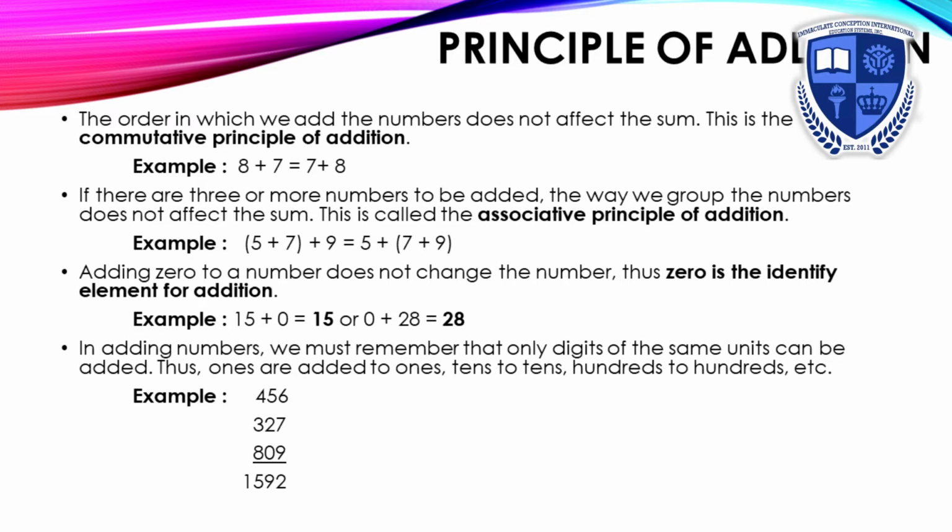Next, in adding numbers, we must remember that only digits of the same units can be added. Thus, ones are added to ones, tens to tens, hundreds to hundreds, thousands to thousands, and so on. For example, 456 plus 327 plus 809 is equal to 1,592. Kung mapapansin niyo po, class, yung aking given, ito po ay pare-parehas na meron pong ones, tens, hundreds, kung saan gumamit po tayo ng place value.